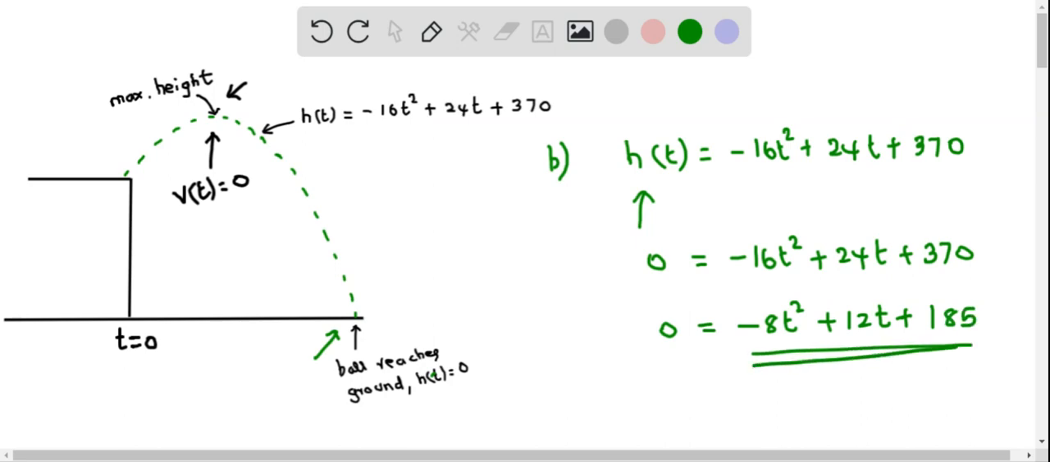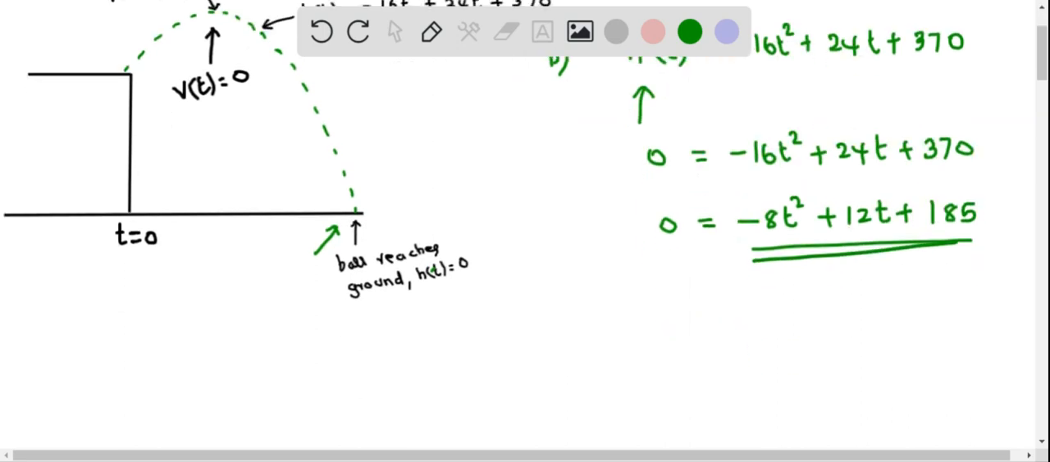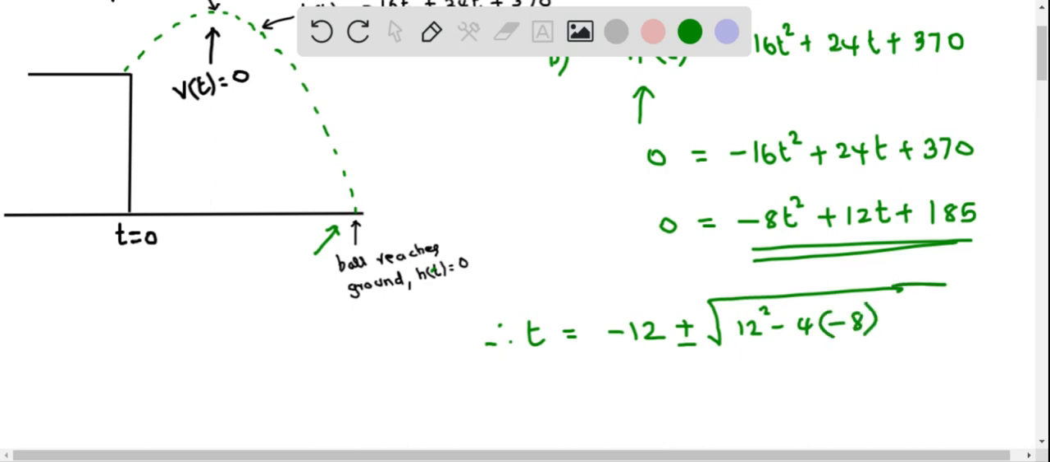So we have to solve this quadratic equation. You can solve this using the quadratic formula. So therefore I write t equals negative b, which is negative 12, plus or minus the square root of b squared, which is 12 squared, minus 4 times a, which is negative 8, times c, which is 185, and this is divided by 2 times a, which is 2 times negative 8.